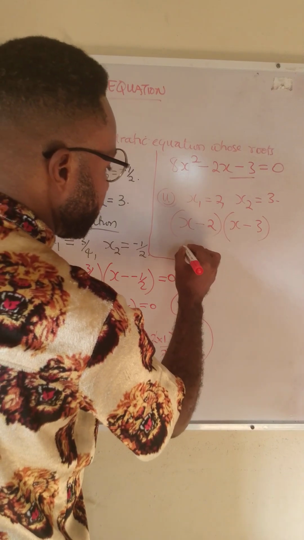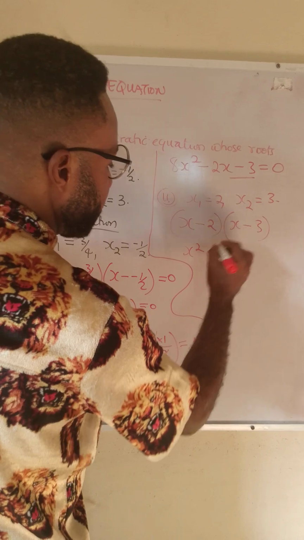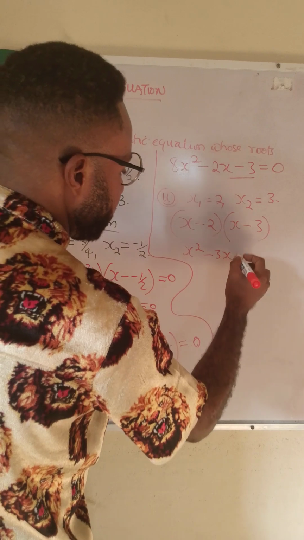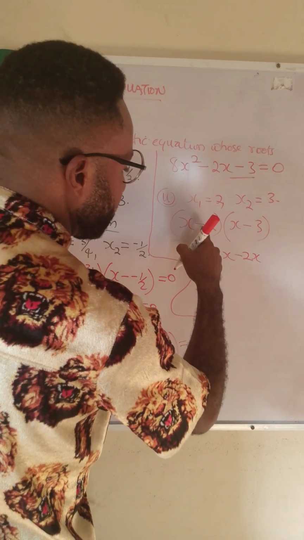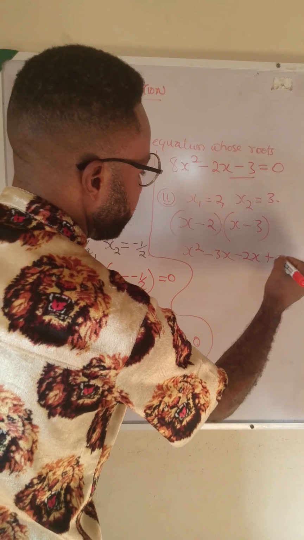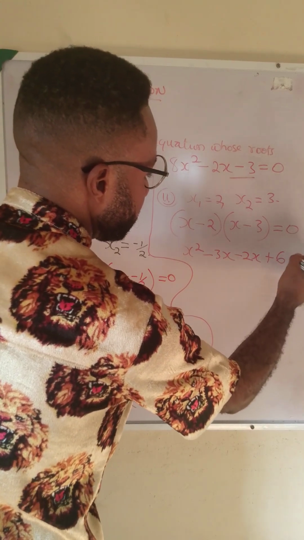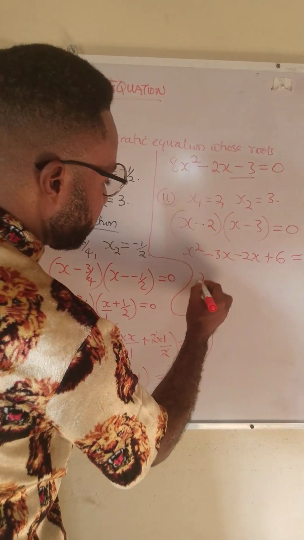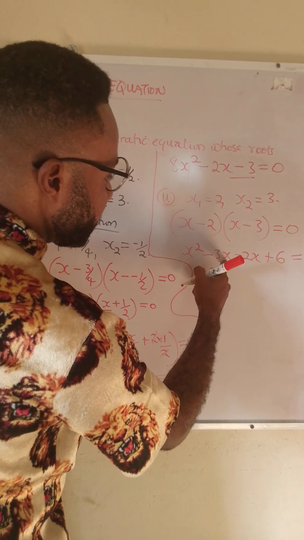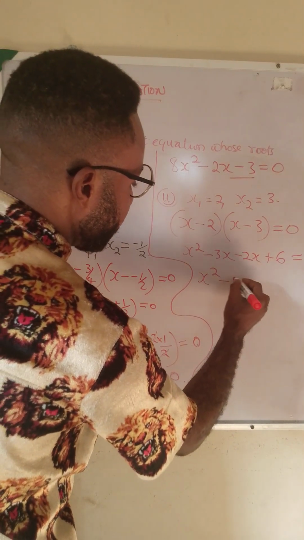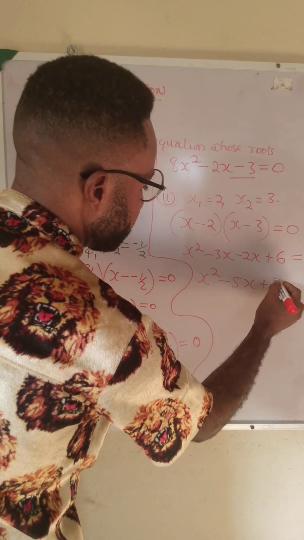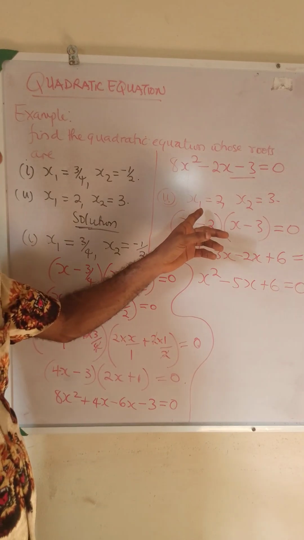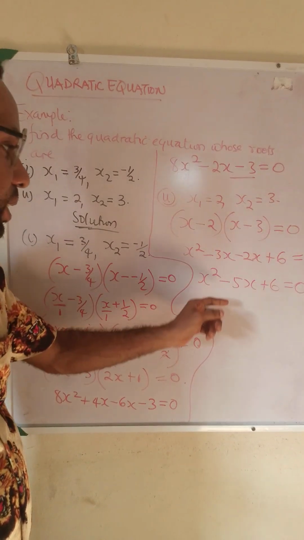So x times x is x squared. x times minus 3 is minus 3x. Minus 2 times x is minus 2x. And minus 2 times minus 3 will give you plus 6. So this is equal to 0. If you work this out, you're going to have x squared, minus 3x minus 2x will give you minus 5x, and then we have plus 6 equal to 0. So the quadratic equation with roots 2 and 3 is this.